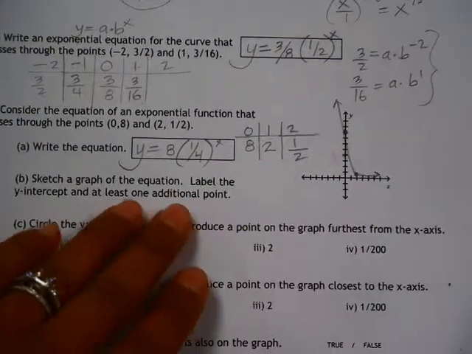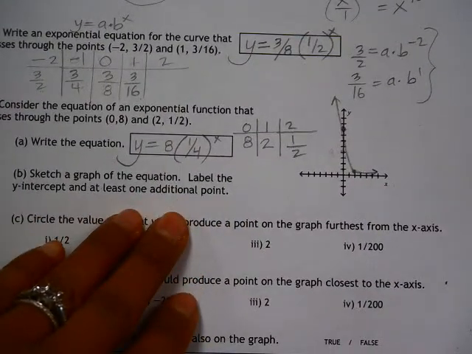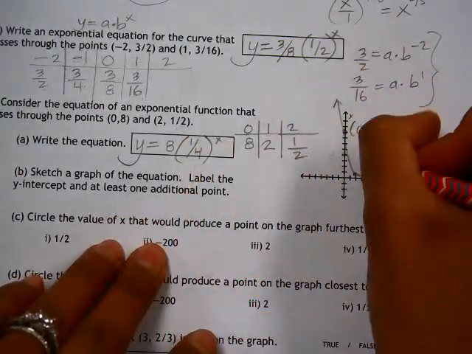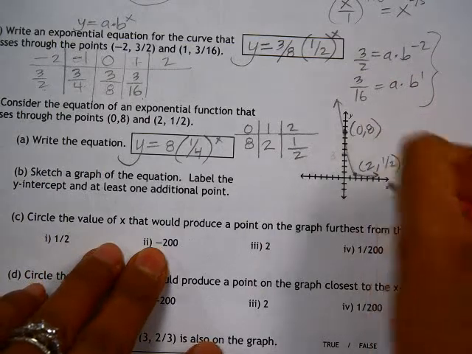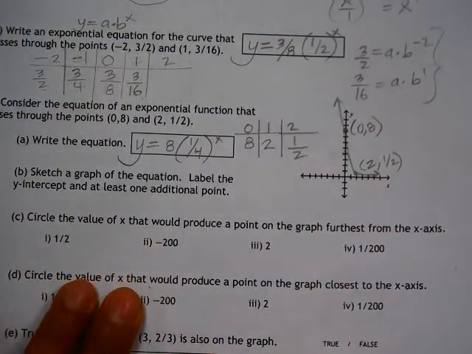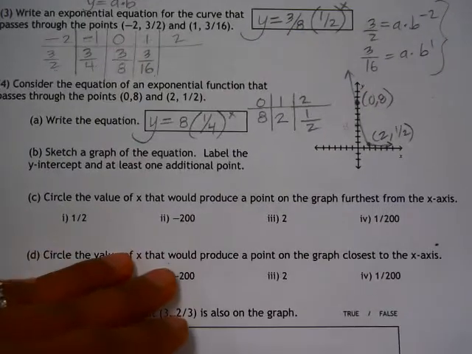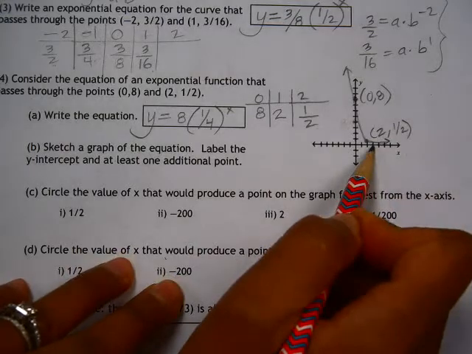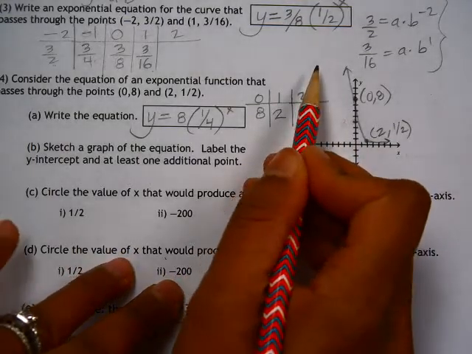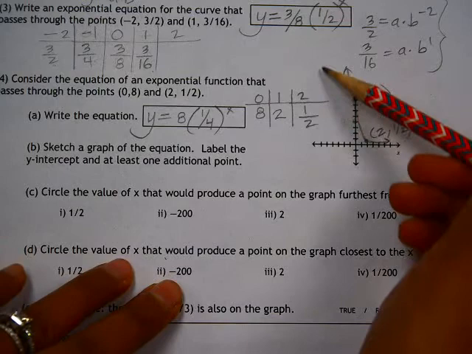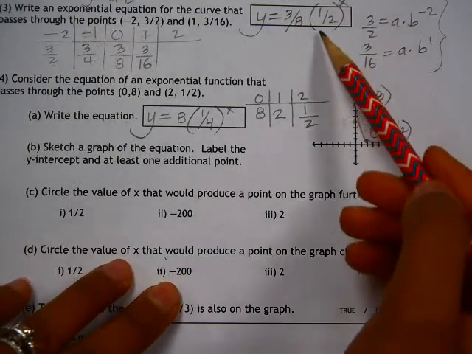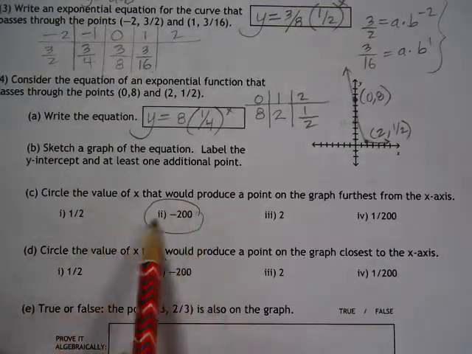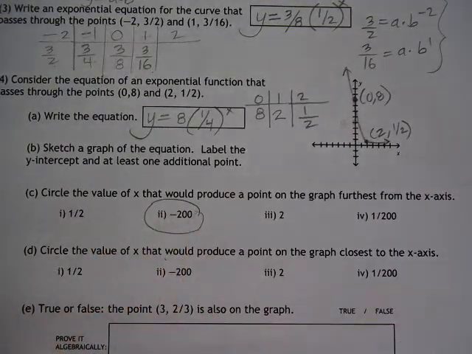Sketch a graph of the equation, label the y-intercept and at least one additional point. So we already have the y-intercept given as 0, 8. We're also given the point 2, 1/2. Circle the value of x that would produce a point on the graph furthest from the x-axis. So here's the x-axis. We want to get as far away as we can from the x-axis. So as we go to more negative values of x, the graph gets farther and farther away from the x-axis. So we need to choose the smallest number, the most negative number, which is -200.